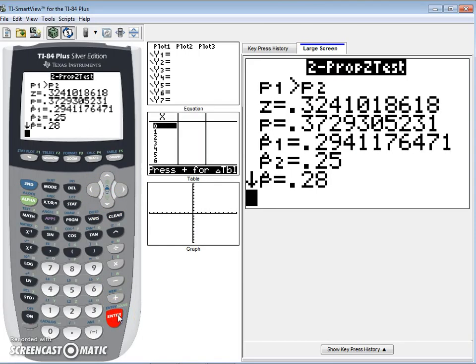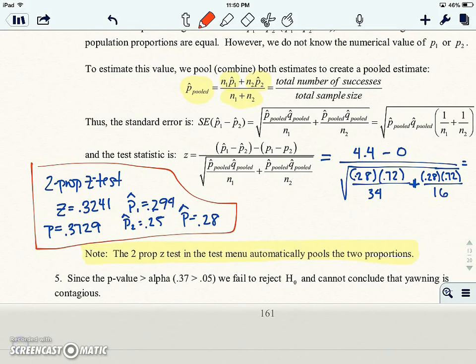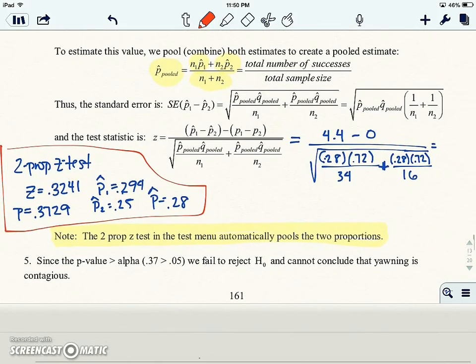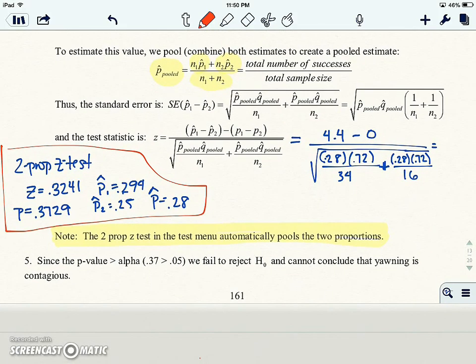And here are our results. I'm going to write this down. I went ahead and wrote everything down from the two proportion z-test in the calculator. I got my z value, which would be our standardized value, and that would come from the difference from our samples minus the hypothesized difference, divided by, and here's the pooled information.